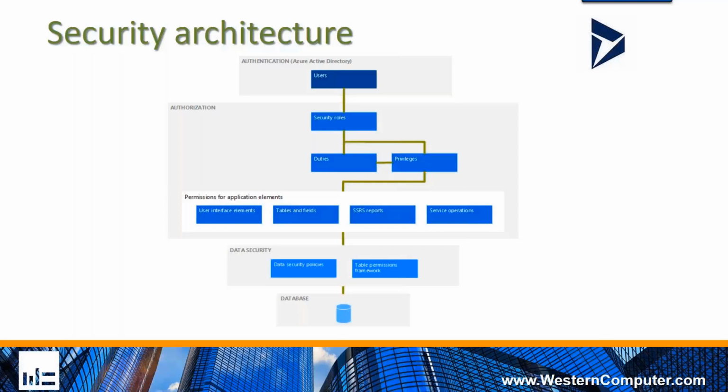The data security is controlled by the data security policies and the table permissions from the network. Then it connects to the database, where the data is actually being pulled from and pulled into the UI for access to the users.